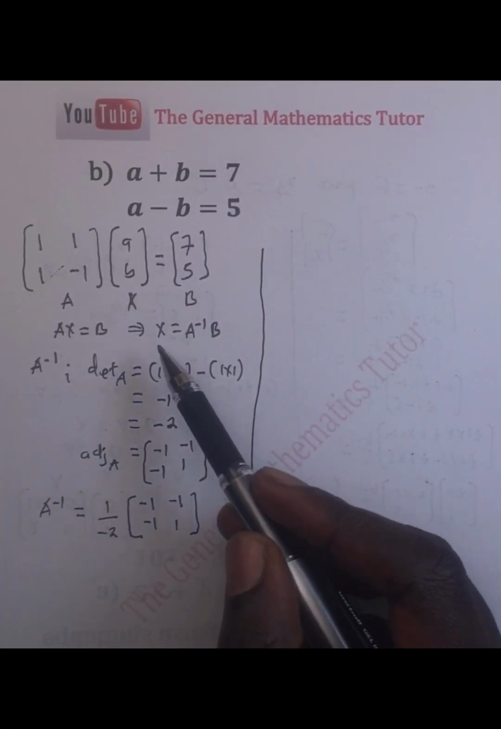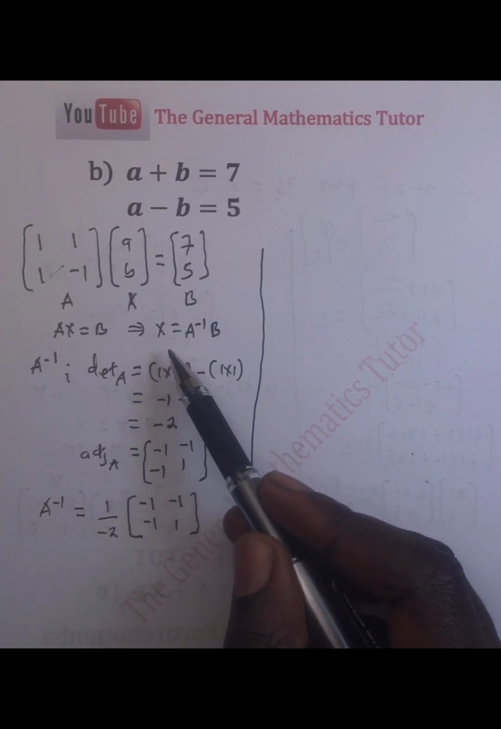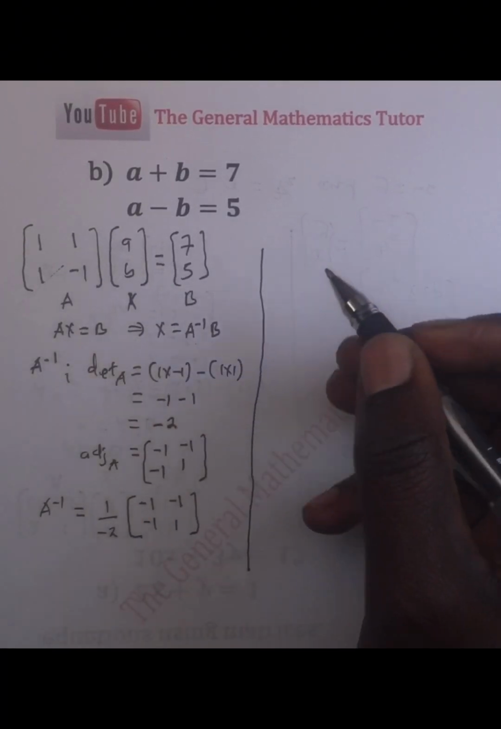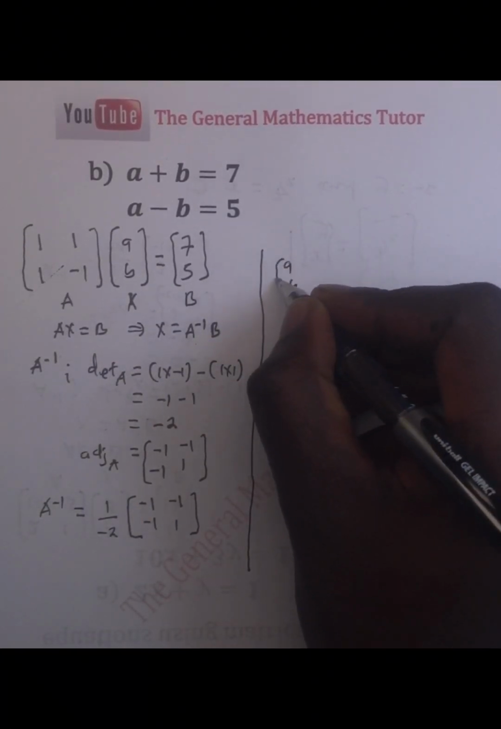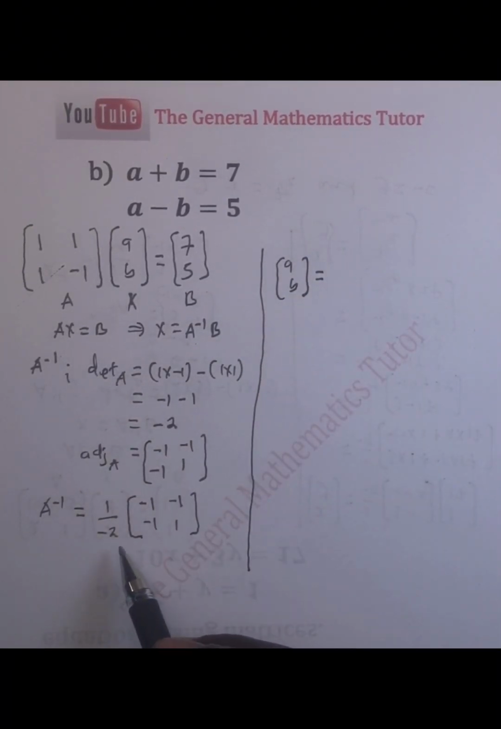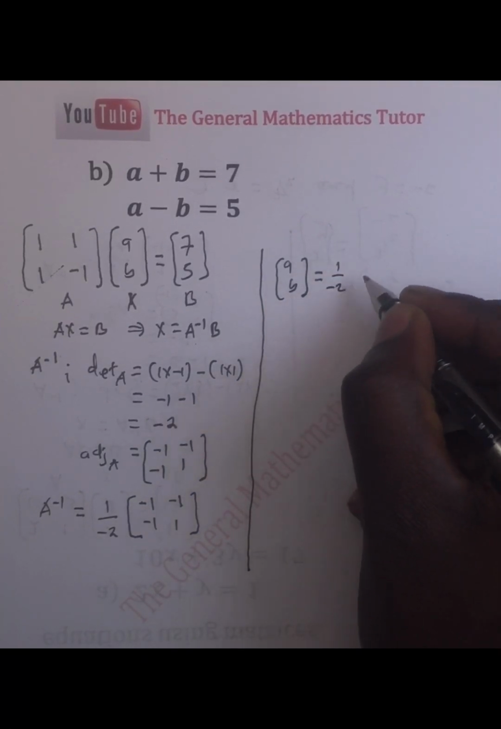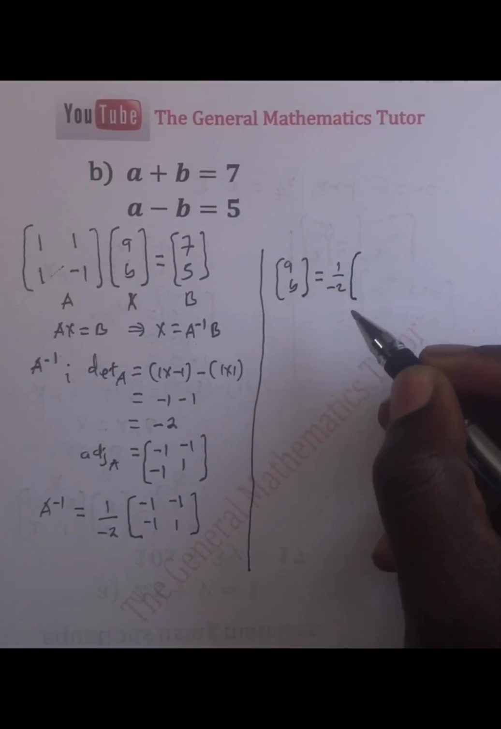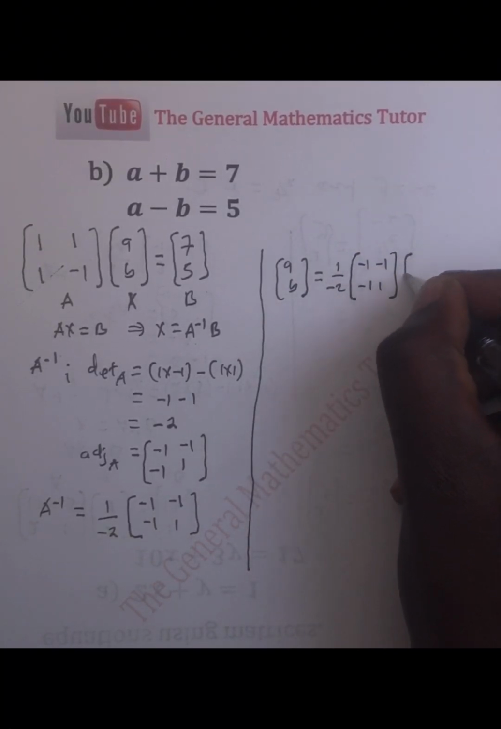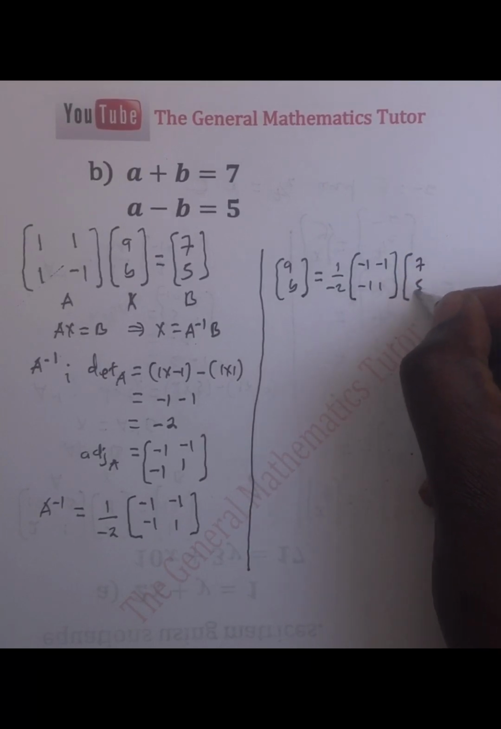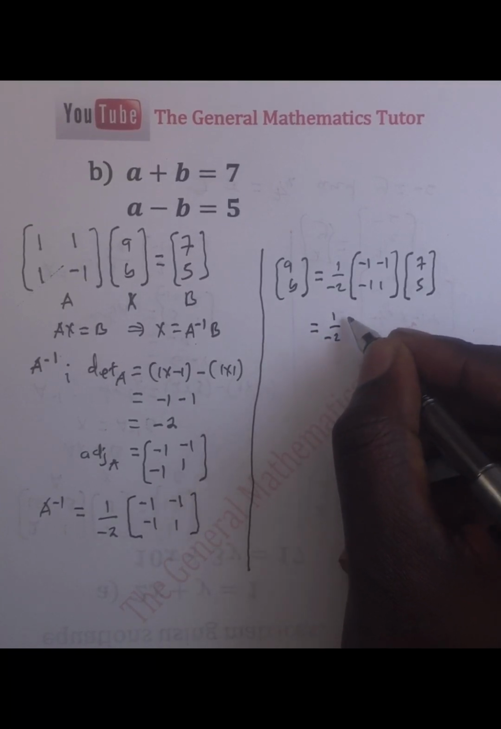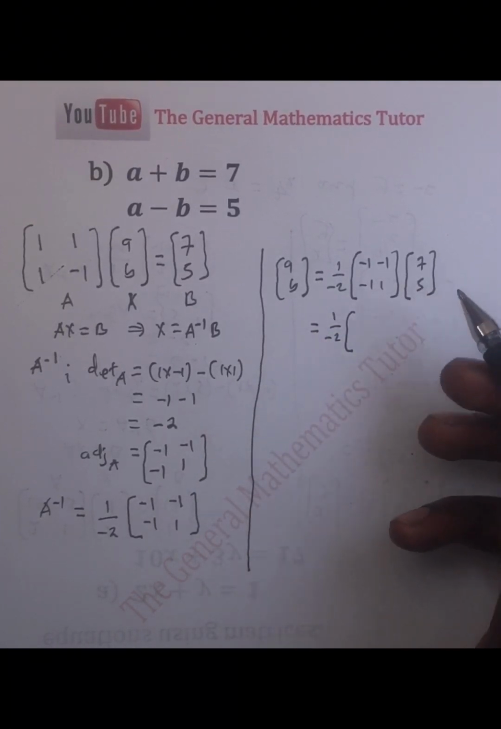So now that we have the inverse, we can obtain the value of the unknown using the expression that we had. We said that for you to get the unknown, that is X, you will need the inverse of A times B. So the unknown, which is X, is given as a, b, and we can obtain that by taking the inverse of A, which is 1 over negative 2, times the matrix, which is negative 1, negative 1, negative 1, 1, times B, and B is 7, 5.